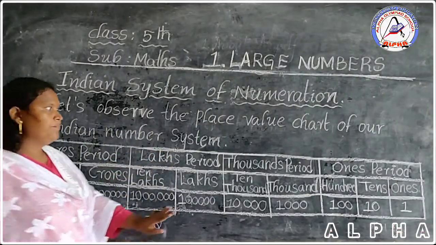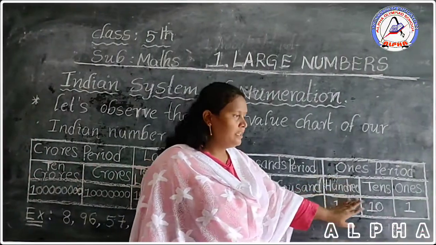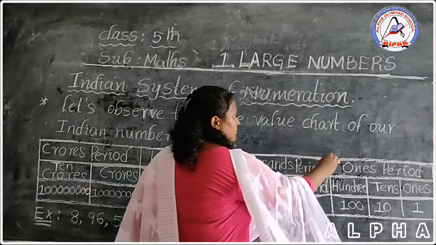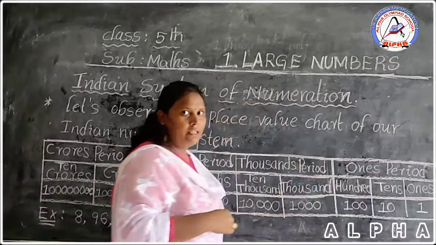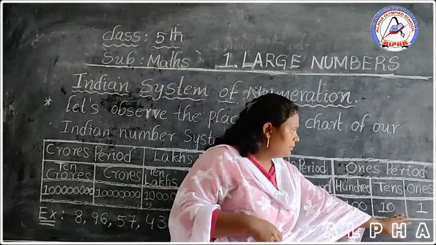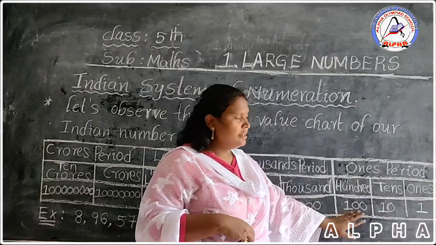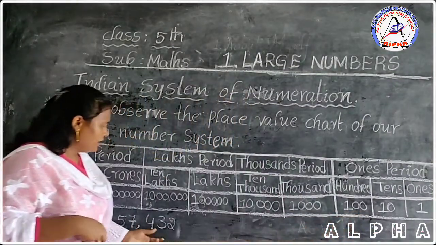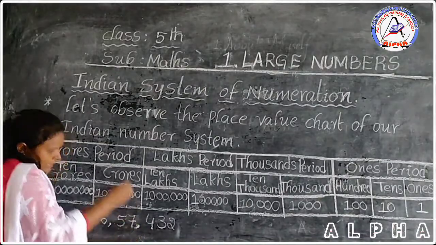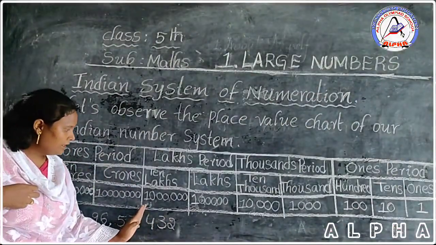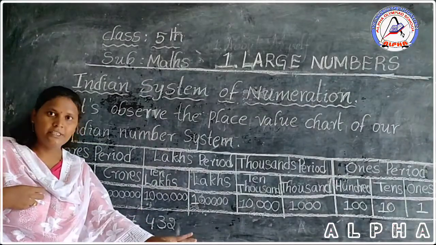Observe here. In the ones period we have 3 place values: ones, tens, hundreds. This is the ones period. How many digits are here? 3. Yes or no? Hundreds means 3. That's why we put a comma here, after 3 digits. It means the ones period is completed.